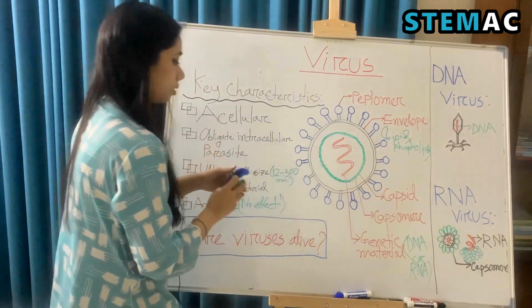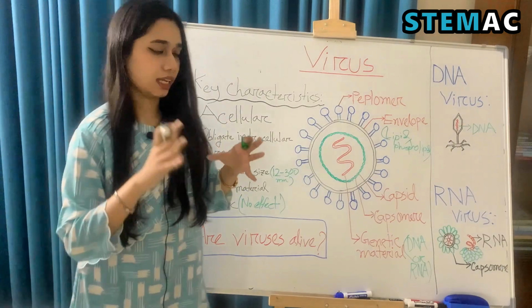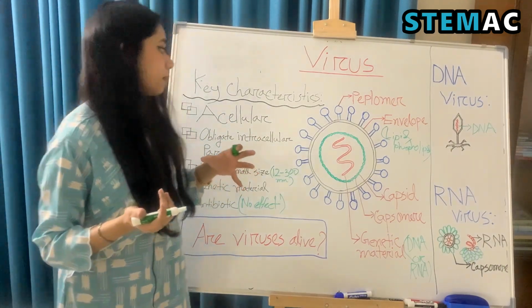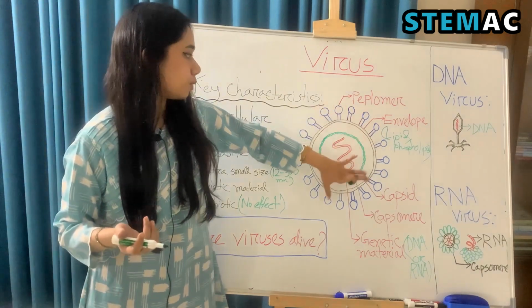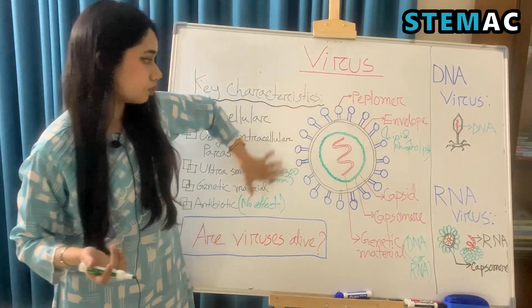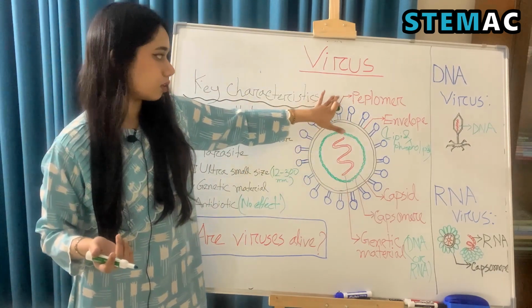Now this envelope helps to keep the interior of the virus intact. Outside of this envelope we can see some spike-like structures, these blue spike-like structures. These are called peplomers.